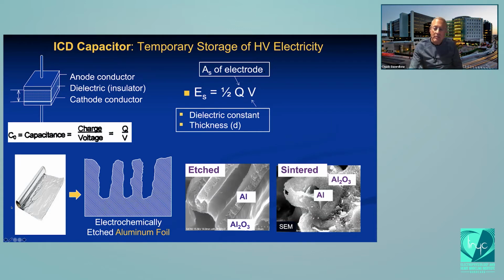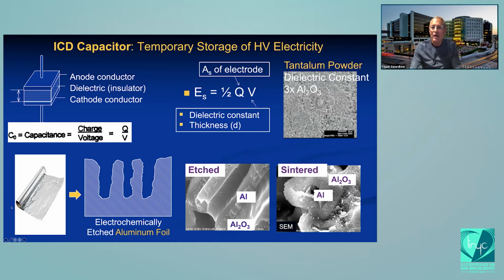And then modern capacitors also go another step further. They do something called sintering, which is they take little pellets of aluminum and they deposit them. The whole idea is to get as much surface area there. And then the dielectric, the insulator, is an aluminum oxide, which is really nasty stuff, but it's a pretty good dielectric. The other type of capacitor used in Medtronic and Boston Scientific devices, which is a lot heavier, is tantalum.